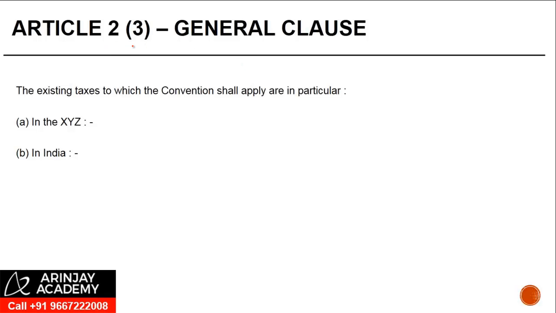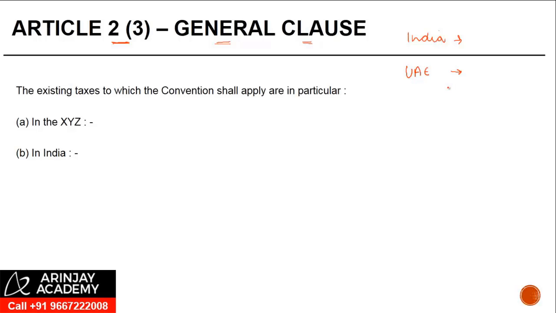In many treaties, you're going to find Article 2(3), which is a general clause. Now, what this general clause does is, it tells you what are the taxes in each of the contracting states, right? So let's say when you're looking at the India-UAE treaty, India may have certain forms of taxes.